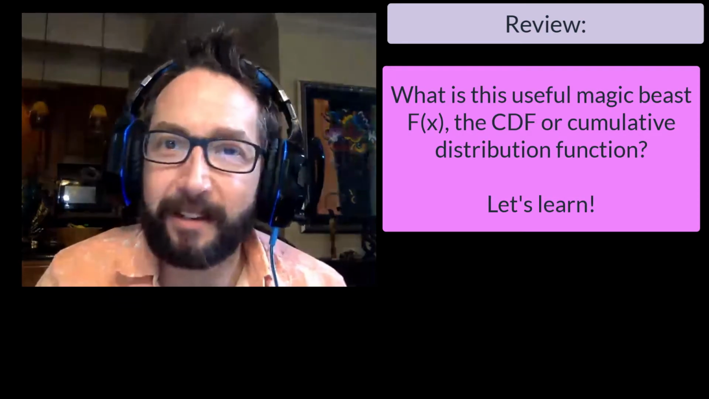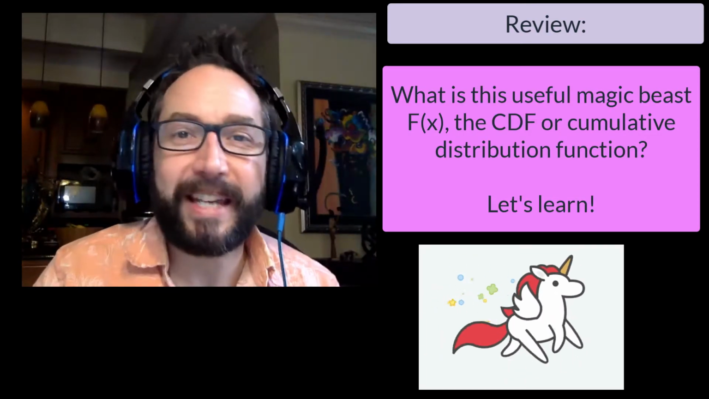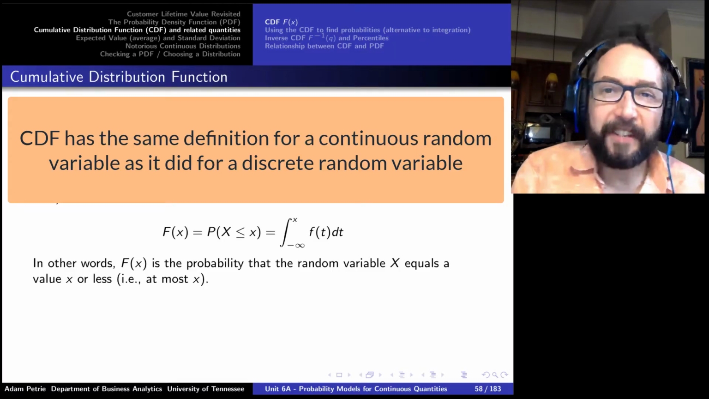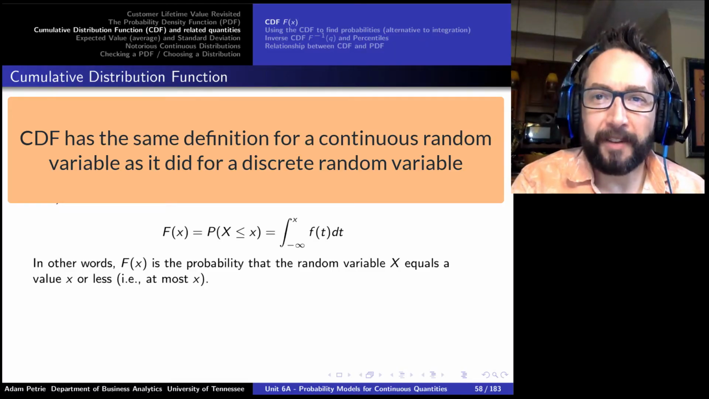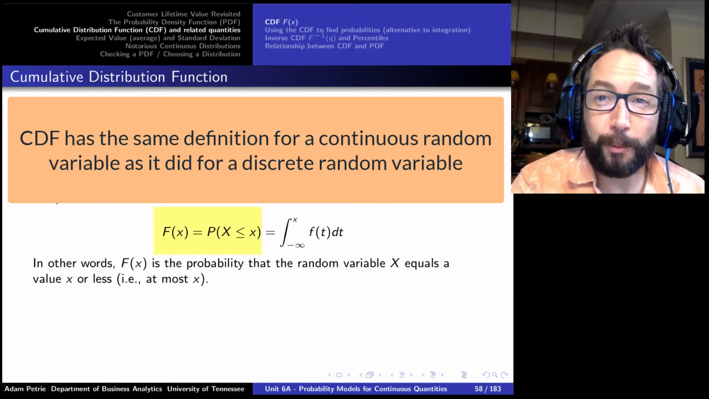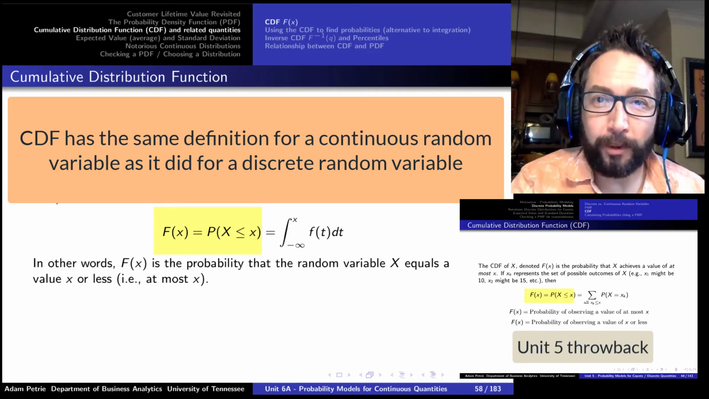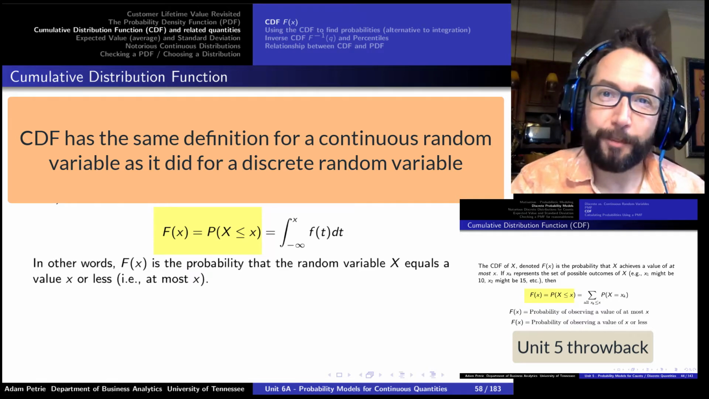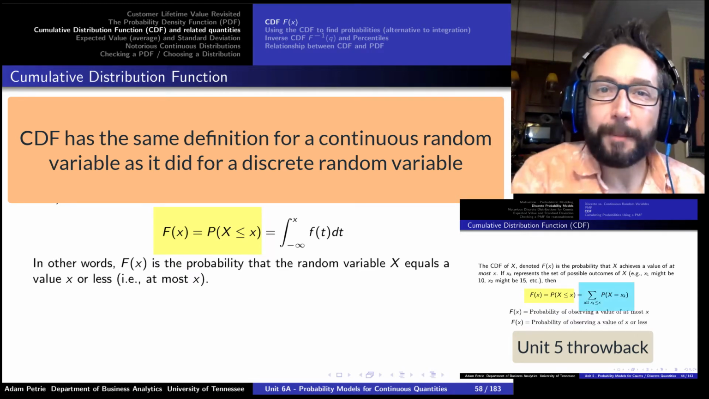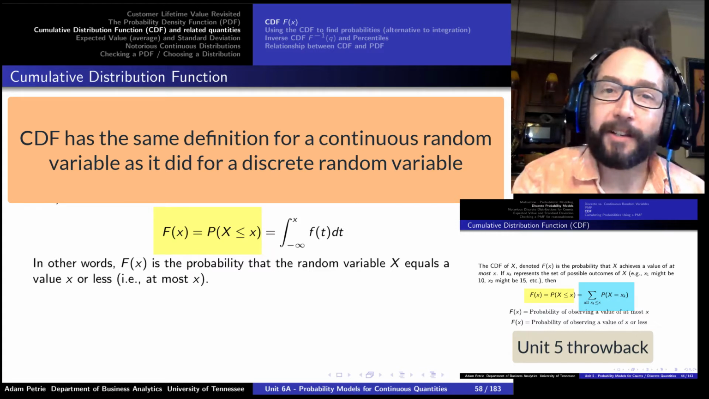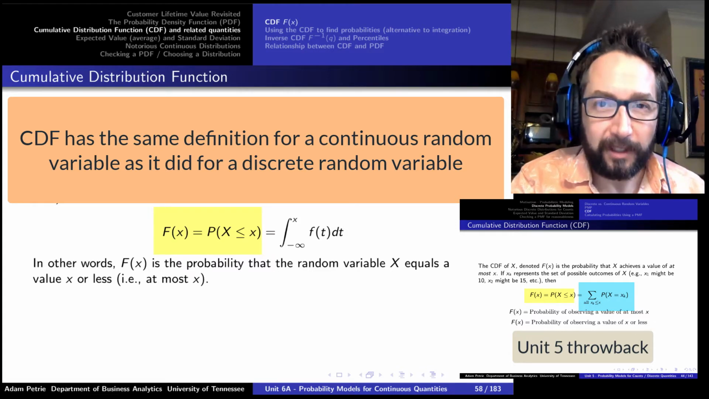So what is the cumulative distribution function? How do we get it? How do we use it? Let's review. The definition of the CDF, capital F, is actually the same as it was back when we were discussing discrete random variables. In the discrete world, the way we figured out the cumulative distribution function was to add up the probabilities of observing all values less than or equal to little x.